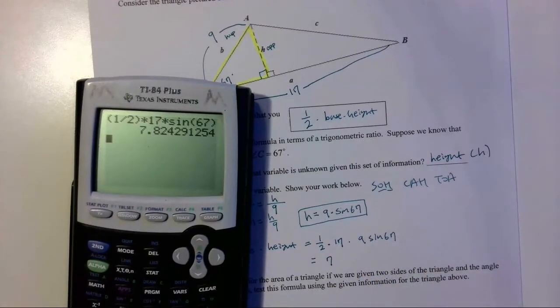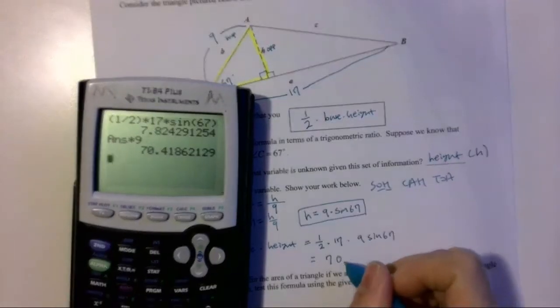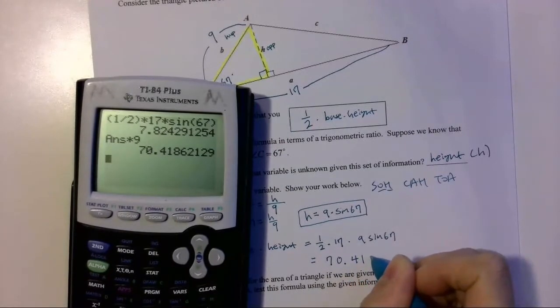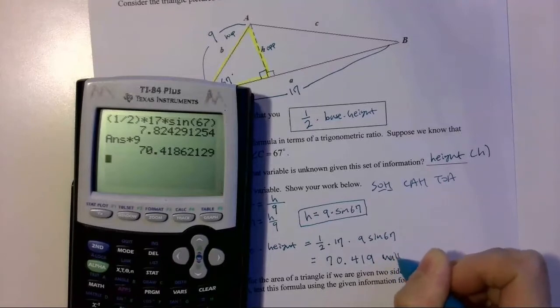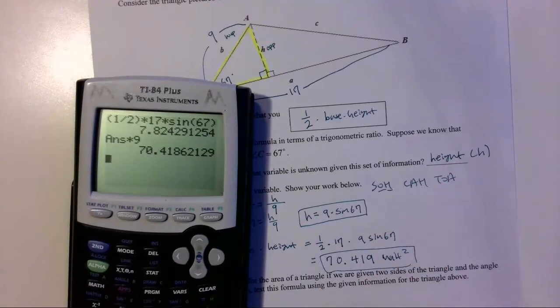One second. Did I plug something wrong? Oh, I forgot to times by 9. So 70 point, and let's just do 4019 there. And we don't know the unit, so I'm just going to make it unit square there. There you go. Okay.